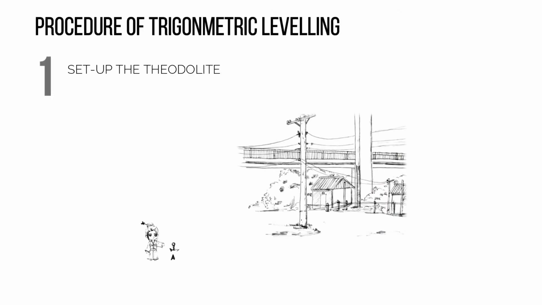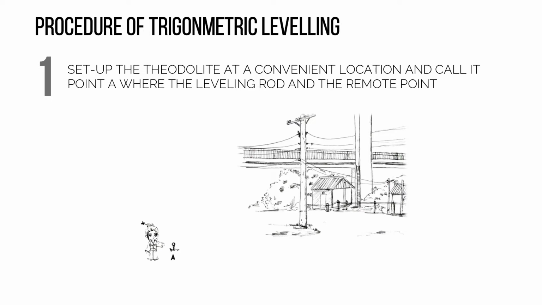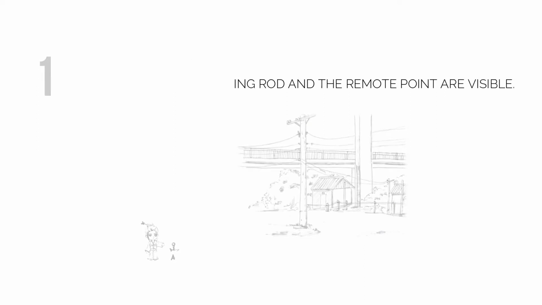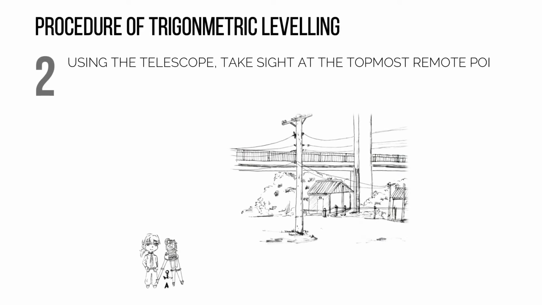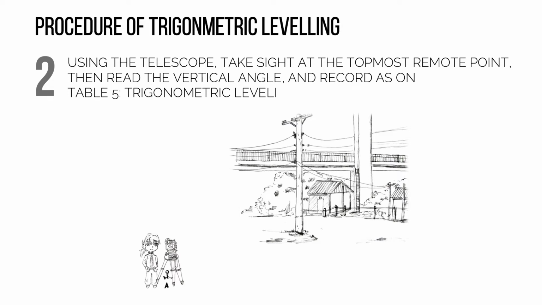Number 1. Set up the theodolite at a convenient location and call it point A, where the leveling rod and the remote point are visible. Number 2. Using the telescope, take sight at the topmost remote point, then read the vertical angle and record as alpha on Table 5 Trigonometric Leveling.